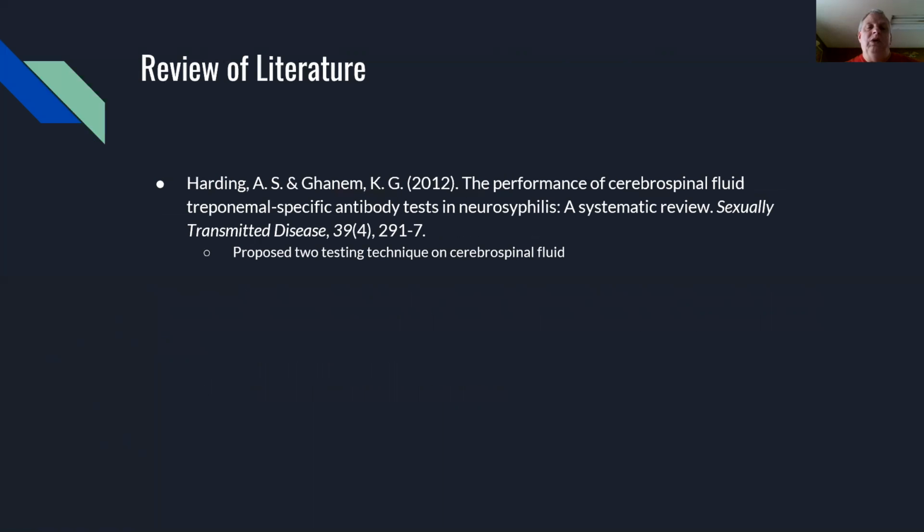Harding and Gannon, 2012, discussed the importance of using 2 laboratory tests in the diagnosis of neurosyphilis. Having these 2 different tests, meaning both sensitivity and specificity, are tested to confirm diagnosis. Since neurosyphilis manifests in the secondary stage, one does not want to miss it, and using 2 tests provides the best current method of detection.